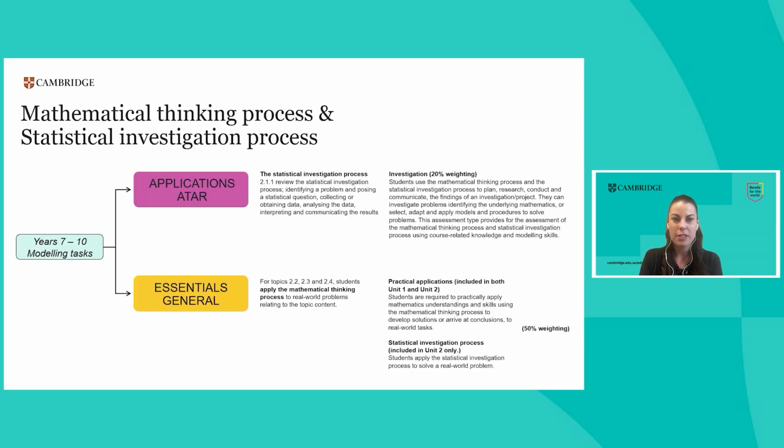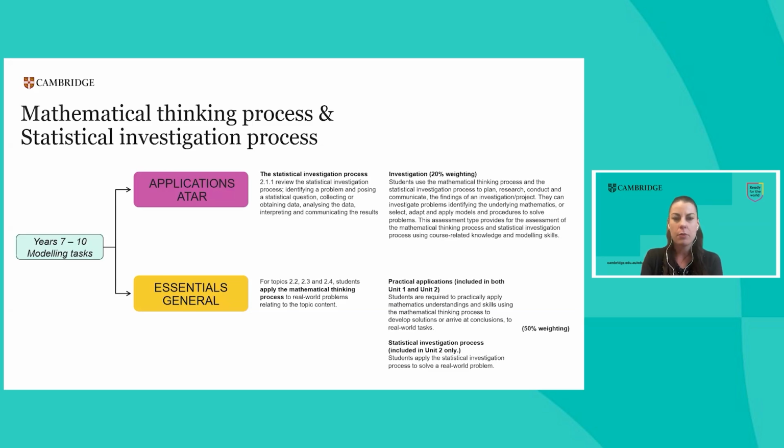The mathematical thinking process and the statistical investigation process is a requirement of applications and essentials courses. For applications, investigations make up 20% of their marks, with specific reference to students reviewing the statistical investigation process. The implication being that they know what this is and have used it before they enter Year 11. It's an even larger proportion of the essentials course where practical applications and statistical investigations have a 50% weighting, equal in proportion to the response tasks they complete across the year.